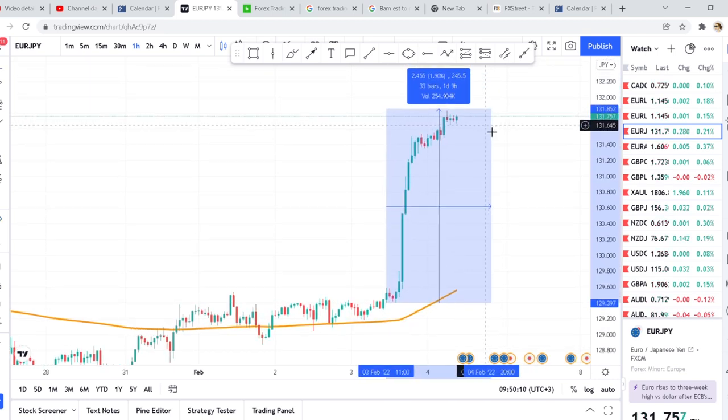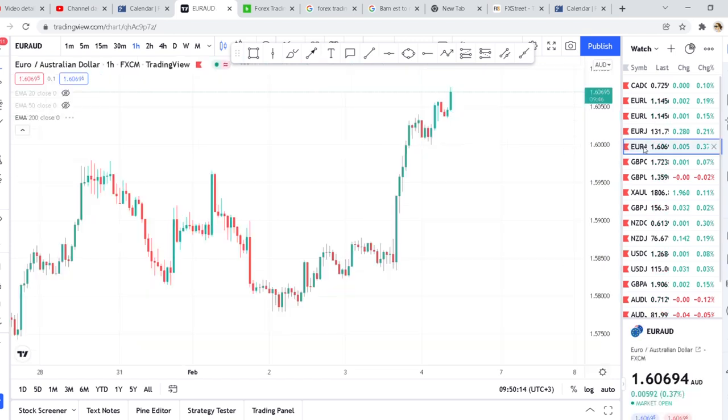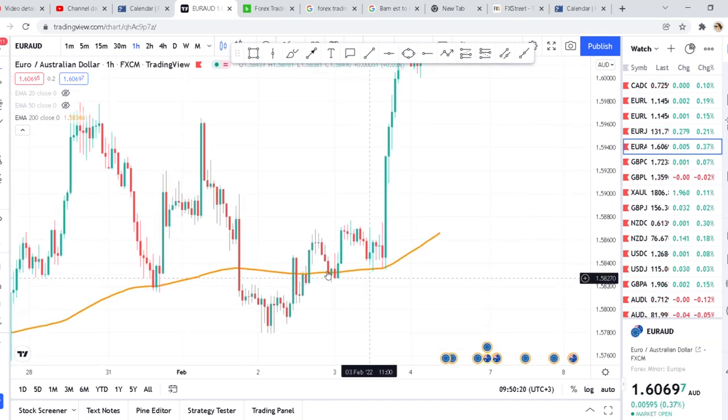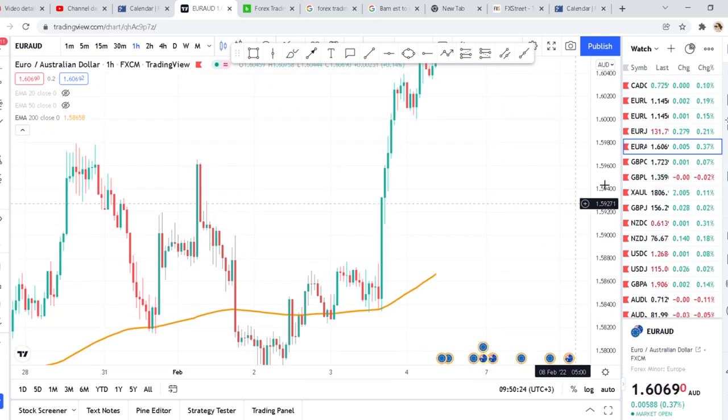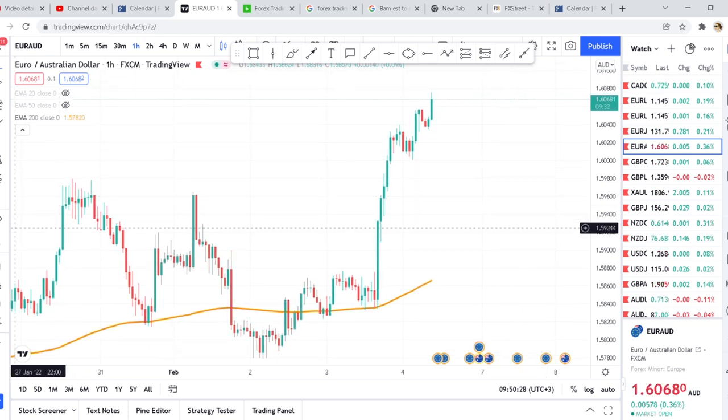Now let's go to Euro Aussie. You see again, the 200 EMA was tested multiple times. This is 1, 2, 3. So if you were trading this pair, there's no way you would be selling, because the moving average is directing you. And the pair went how many pips? The pair went 240 pips.